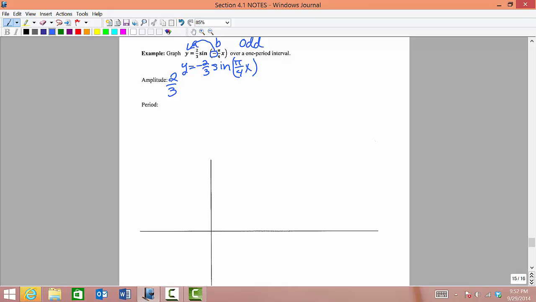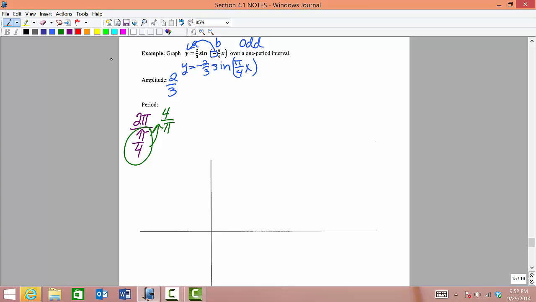That does not change the amplitude. The amplitude is still a positive 2/3. Remember, amplitude is always positive. The period will be 2 pi divided by b, which is now positive pi over 4. We will flip the bottom fraction and multiply.